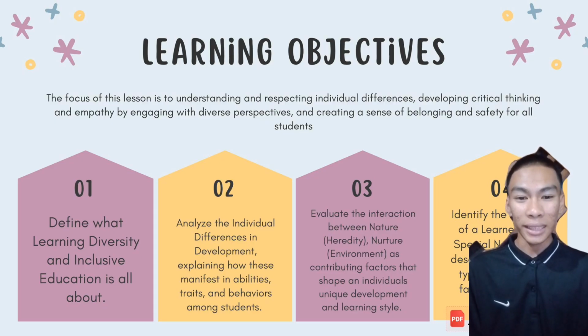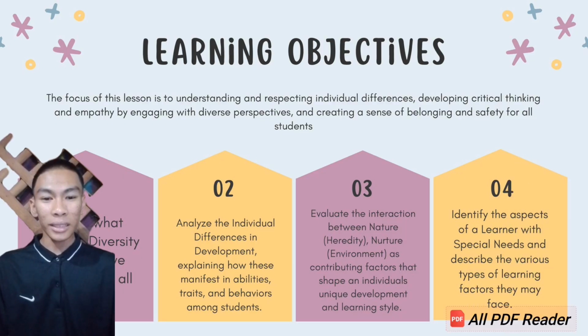The second one is to analyze the individual differences and development, explaining how this manifests in ability, traits, and behaviors among students. The third one is to evaluate the interaction between nature and nurture as contributing factors that shape an individual's unique development and learning styles. Lastly, identify the aspects of a learner with special needs and describe the various types of learning barriers they may face.